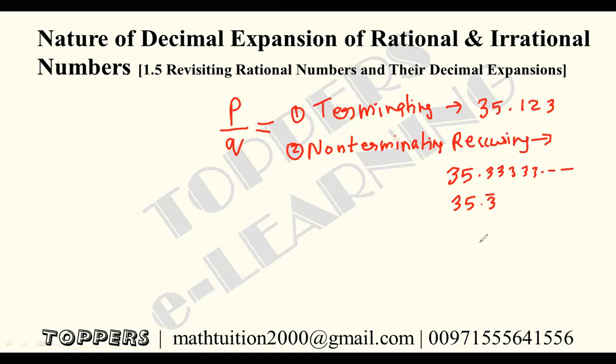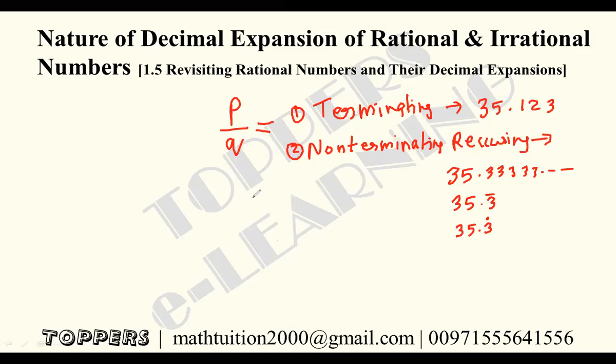Non-terminating, but recurring. Okay, in some syllabus they will write it like this, with a dot on top. Different way we can write. It means this is repeating. So these are the two decimal expansion forms of the nature of rational number. First one is terminating decimal expansion. Second one is non-terminating but repeating, recurring.